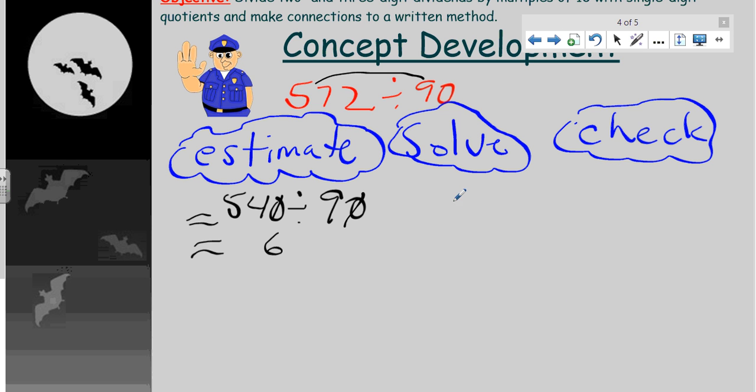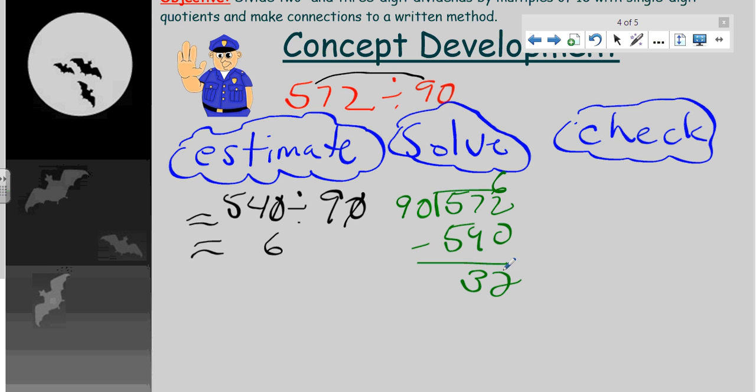Well, let's come over here and let's use green. And we're going to go ahead and just solve it. Okay, so we'll put 572. We're dividing by 90. Now, 90 won't go into 57, but it will go into 572. Let me see, 6 times 90 is 540. That number looks familiar. Okay, now I'm going to subtract, and I get 2, and I think I get a 3. So now I have 32. So I wasn't able to make another group of 90.